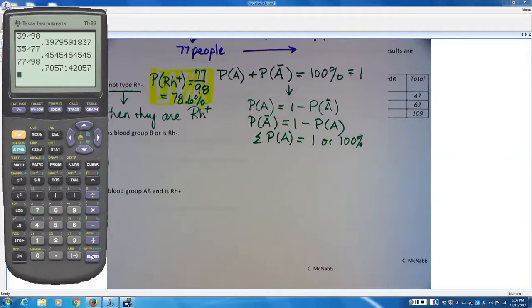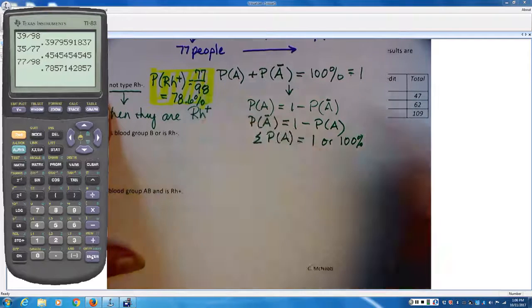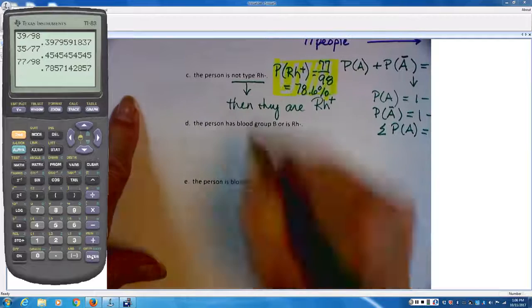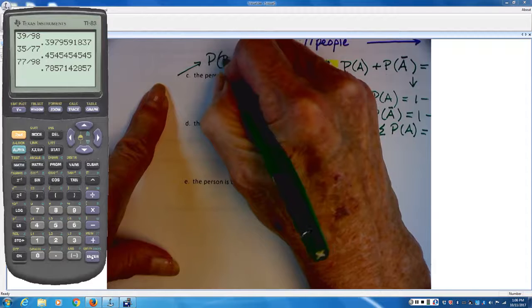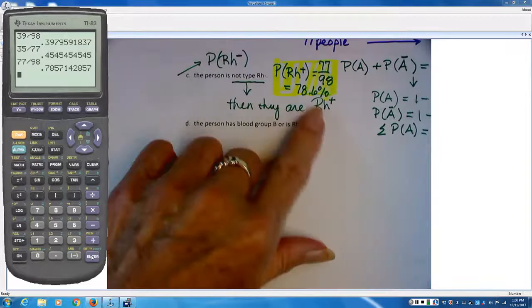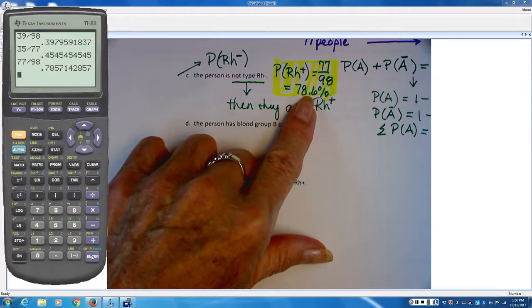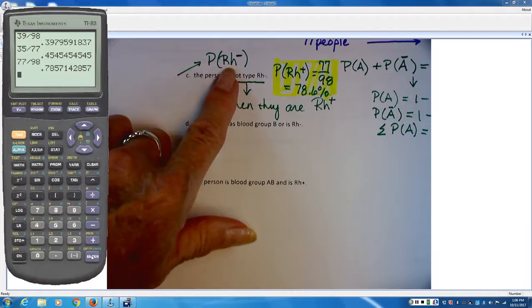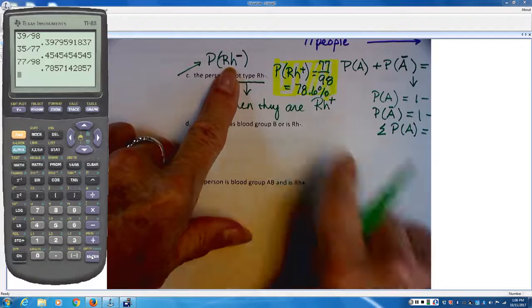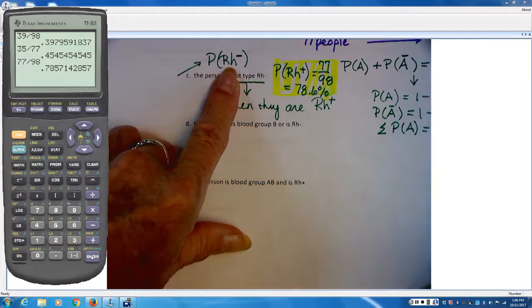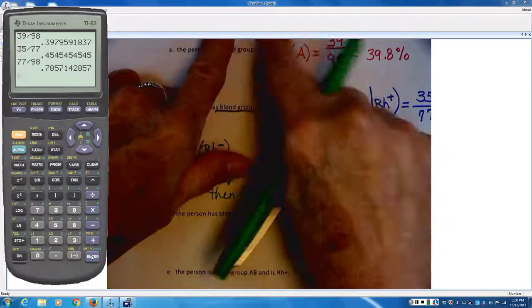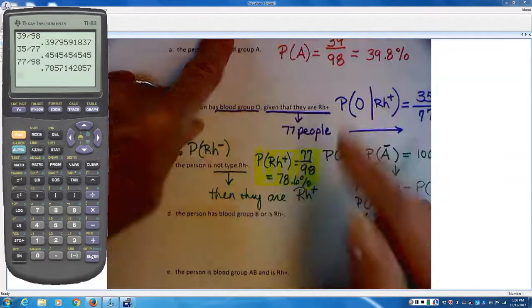But if you want to answer the question in terms of the way it was asked, it asked, what is the probability that they didn't have the Rh factor? Well, that's supposed to be 78.6%. So if I actually count the people that weren't Rh positive, I should still come up with the same thing that I got here. So if I go up here, the probability they were Rh negative was 21 out of 98.